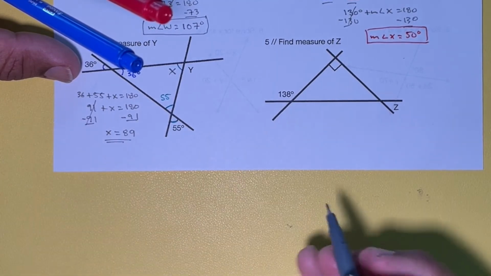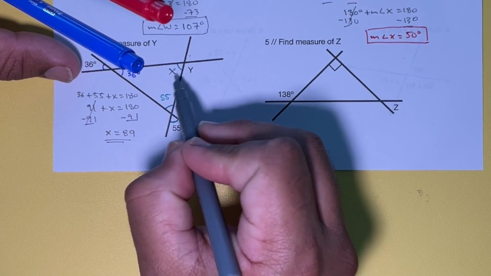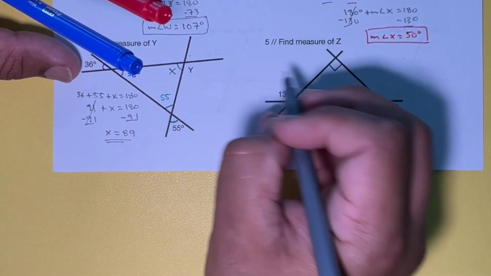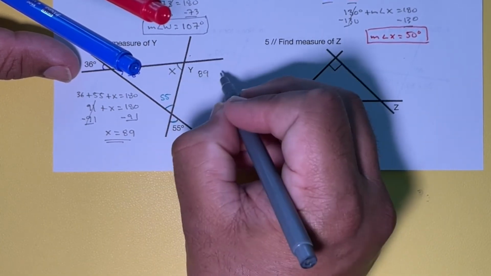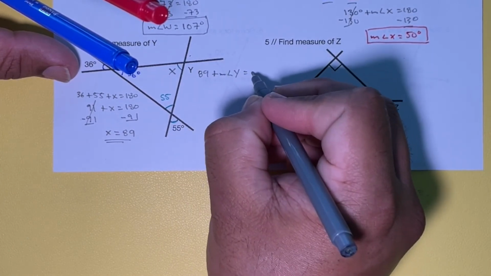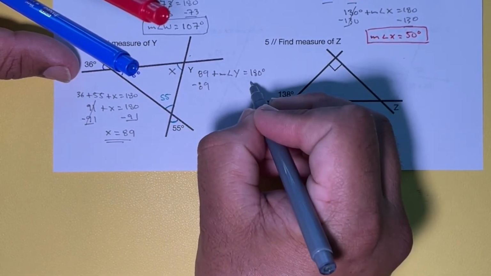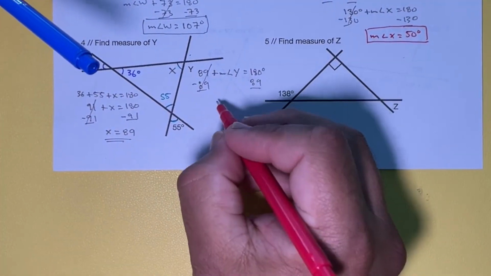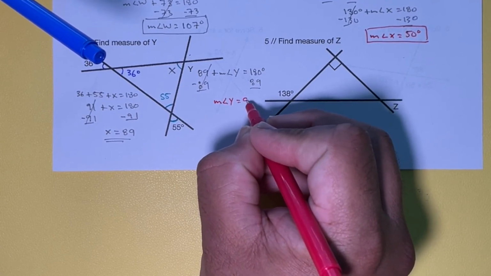That gives me X. I need to find Y. These are vertical angles, but these are next to each other, so they're not vertical angles. So those are not congruent to each other. But they do add up to 180 degrees. So 89, this one, plus the measure of angle Y, which I don't know yet, equals 180 degrees. So if I subtract 89, I find out that measure of angle Y equals 91 degrees.